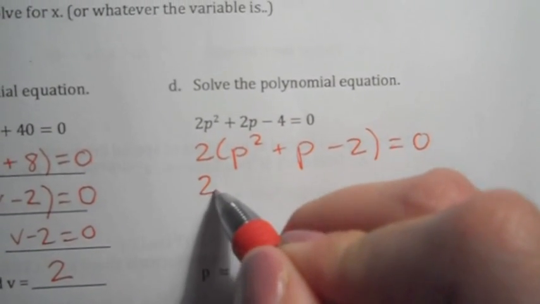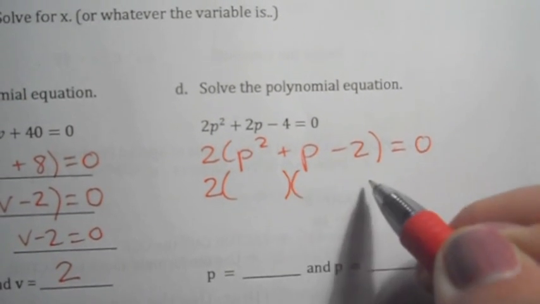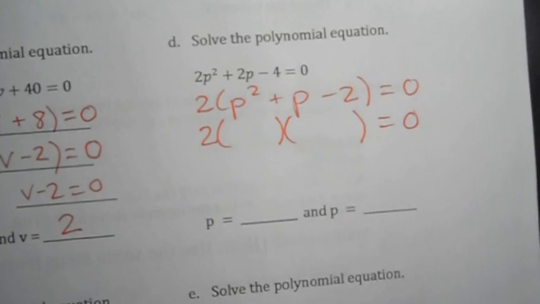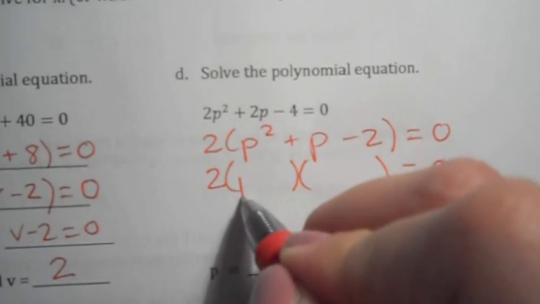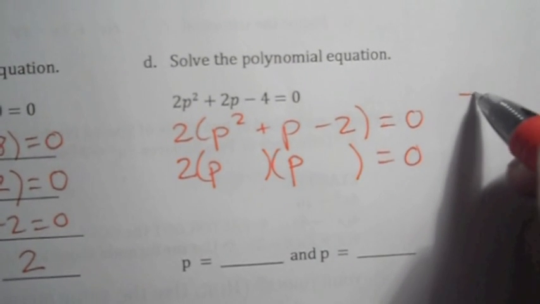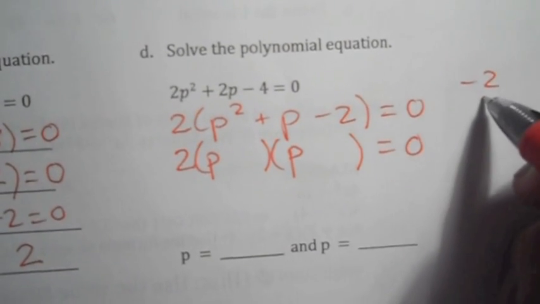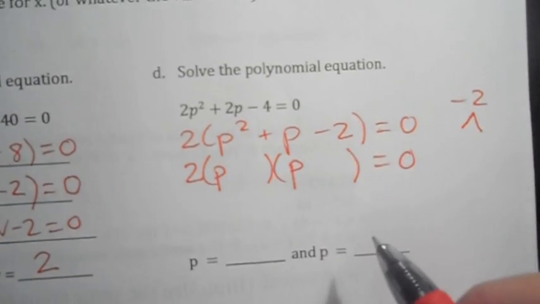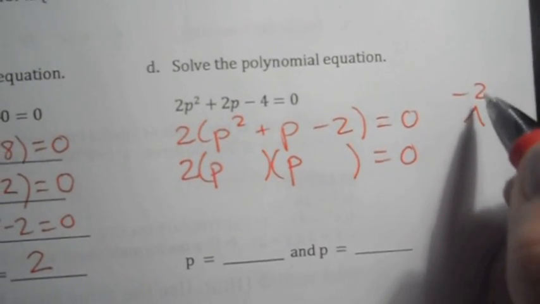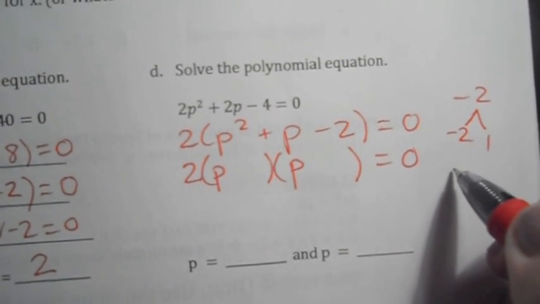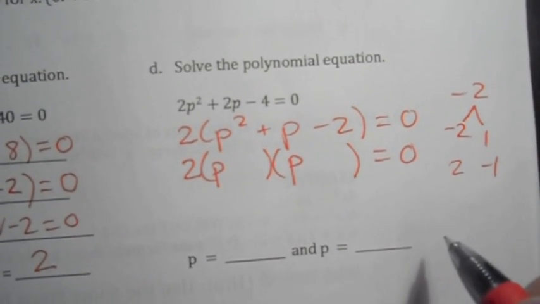Now that we've factored out the GCF, we need to factor the trinomial. Since the first term is p squared, we know that the first term in each factor is a p. Now we've got the number negative 2 here. What factors of negative 2 will add to get 1? Well, there's only 2 ways to make negative 2. That's negative 2 and 1, or 2 and negative 1.